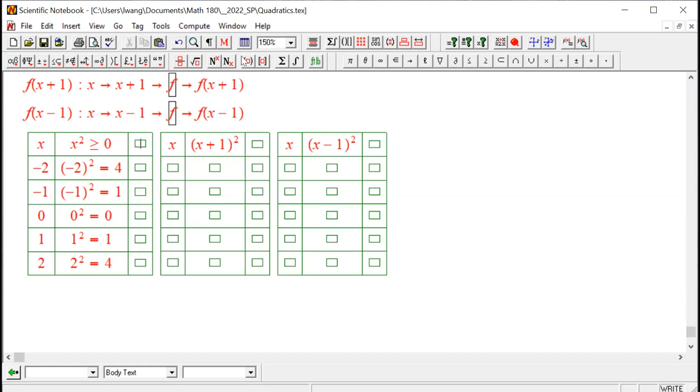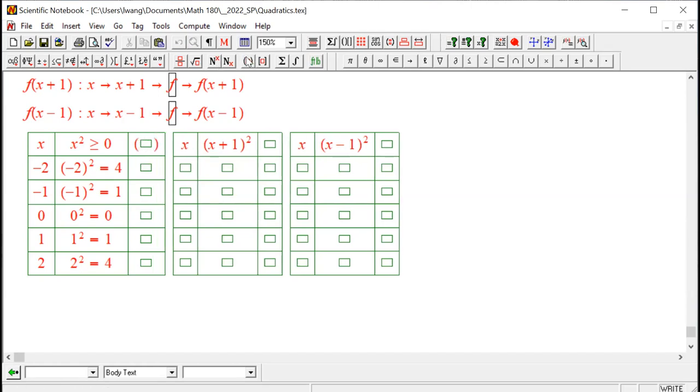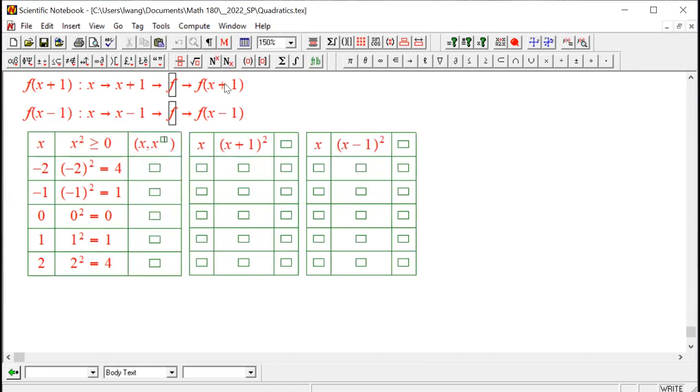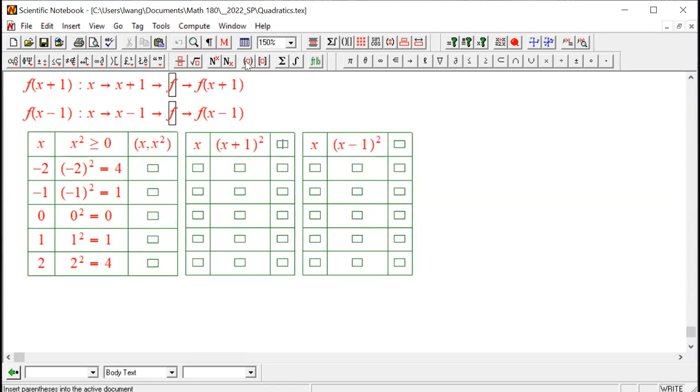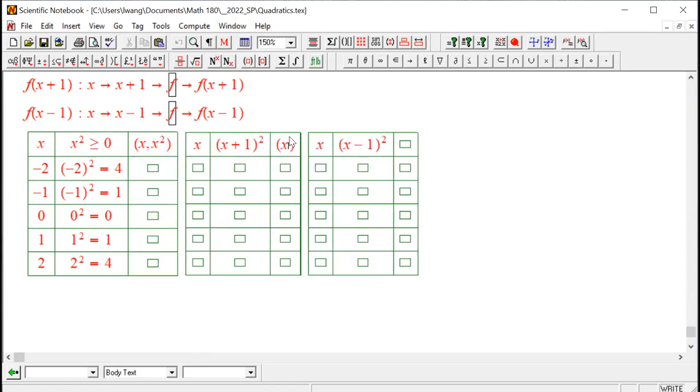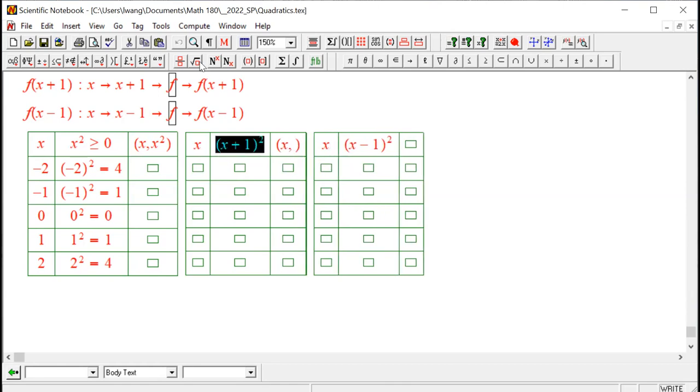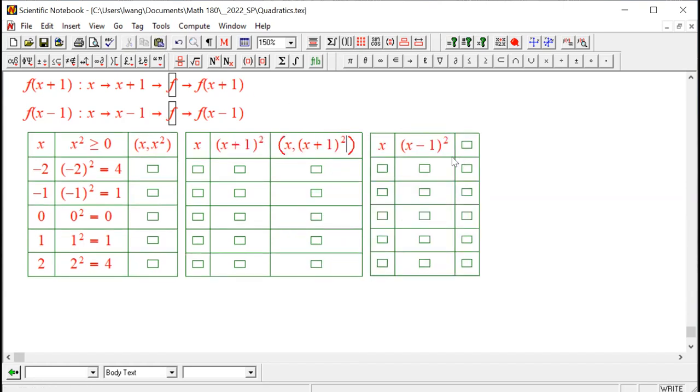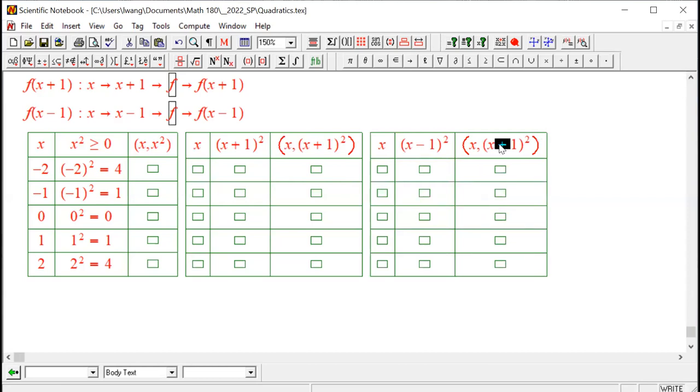Okay. So we have input, output, right? So this is the input, output. And this is input, output, right? So this is another way of showing input, output. And over here, of course, we also have input output. This is a -1.